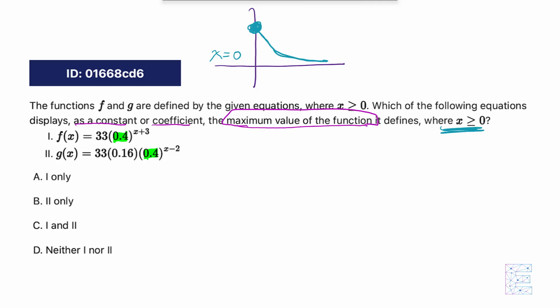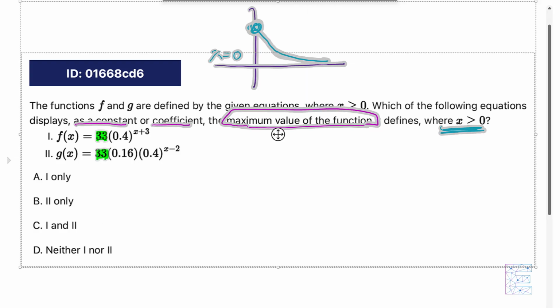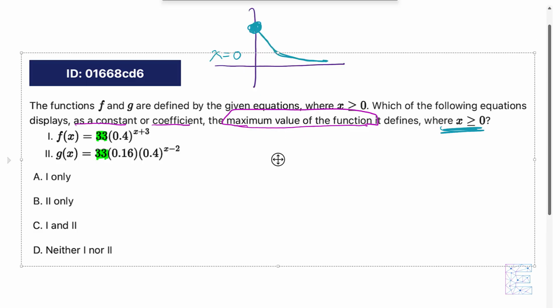The next component that we want to be aware of is if x is going to be 0, when you plug in 0 for x in both of these equations, which of these answers is going to simplify down to either the constant, they're both 33s, or the coefficients. The coefficients would be the 33s or the 0.16. So let's actually apply this knowledge.